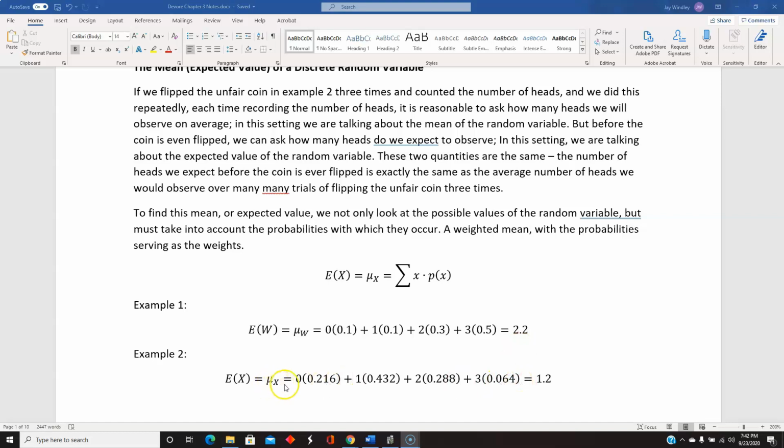And with the coin flipping example, same thing. Each value of the random variable times the probability of that value. So a 1 times the probability of a 1, a 2 times the probability of a 2, and so on. You add up those products and you get 1.2, meaning on average, we expect to get 1.2 heads when we flip the coin 3 times. And don't feel the need to round that off. Just leave it as a decimal number. That's fine. I know it's not possible on any particular round of flipping the coin 3 times to observe 1.2 heads, but on average, we will observe 1.2 heads.